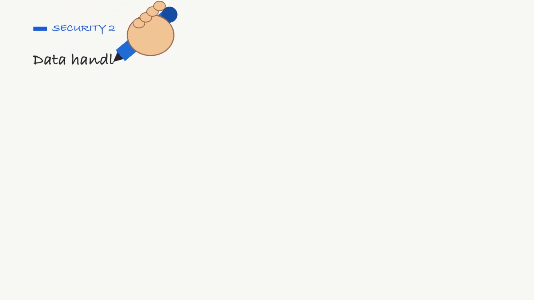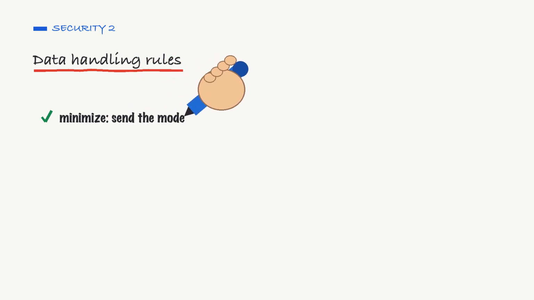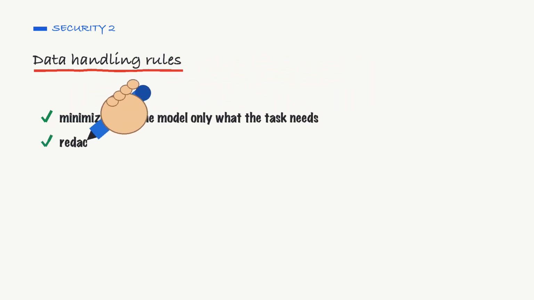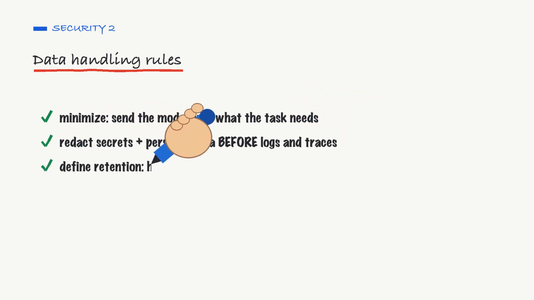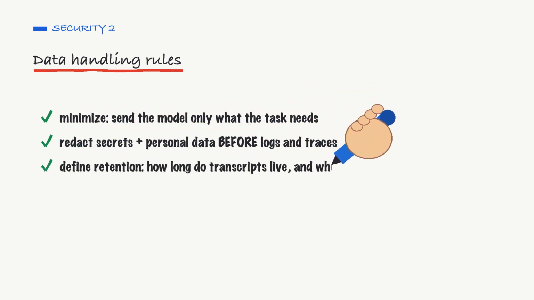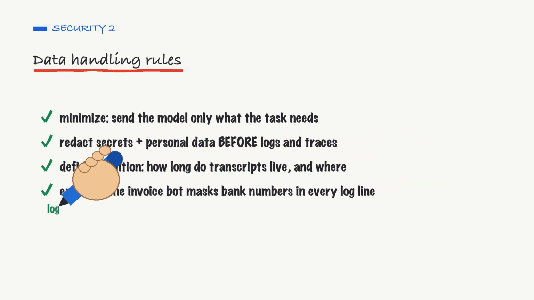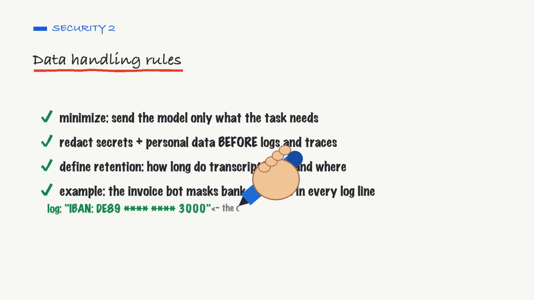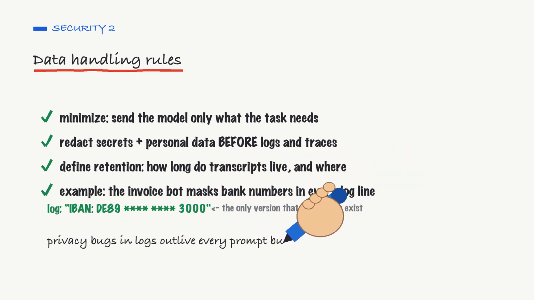Next, data handling. 3 rules. Minimize. The model sees only what the task needs, not the whole customer record. Redact. Secrets and personal data get masked before they hit logs or traces. Our invoice bot logs bank numbers as stars, always. And define retention. How long transcripts live and where. Remember, a privacy bug in your logs outlives every prompt bug you'll ever ship.